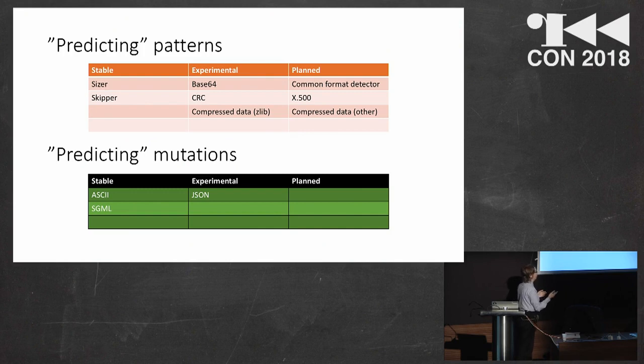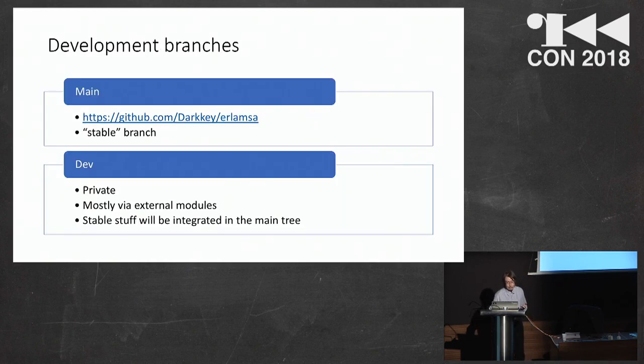I think the second column should be integrated by the end of the year. The way I develop Erlamsa is with two branches, because I'm the only developer. I have a stable branch, which should work: you download it and it works. Sometimes it crashes, but it works. And I have a development branch, which is private, but there are few code changes in the main tree, almost nothing, a couple of lines which are easily ported. Most of the development is done with external modules. And once an external module is working, I just put it in the main tree, and it's integrated.